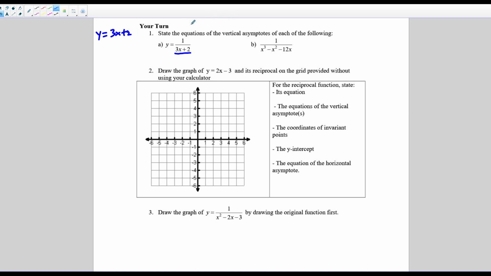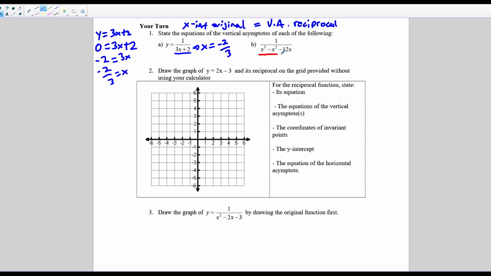And remember that our relationship was that the x-intercepts of the original are equal to the vertical asymptotes of the reciprocal functions. So I'm going to find our x-intercepts of the original by setting y equal to 0, and then we're going to solve for x. Let's subtract 2 from both sides and then divide both sides by 3. So that means my vertical asymptote of my reciprocal is x is equal to negative 2/3.